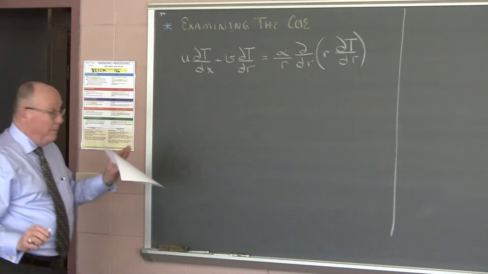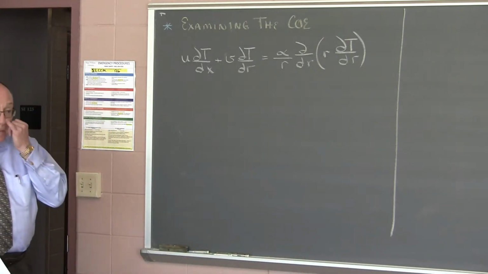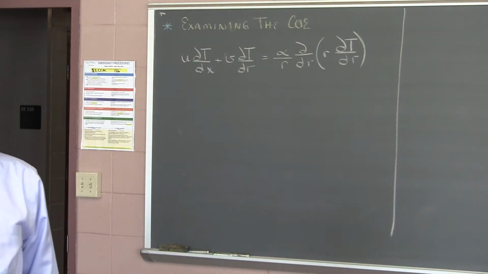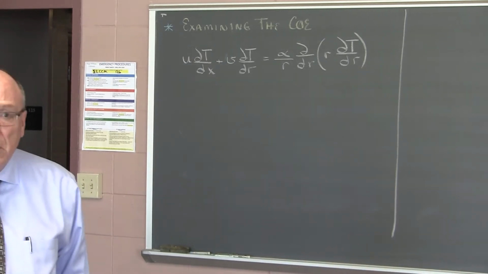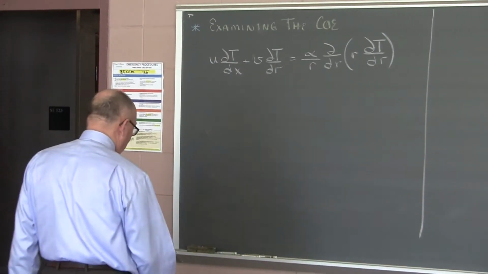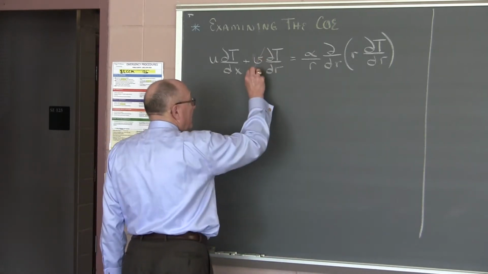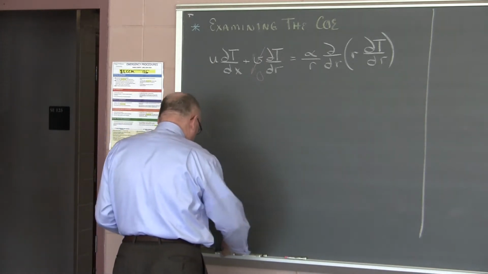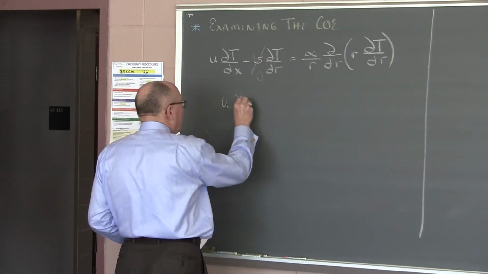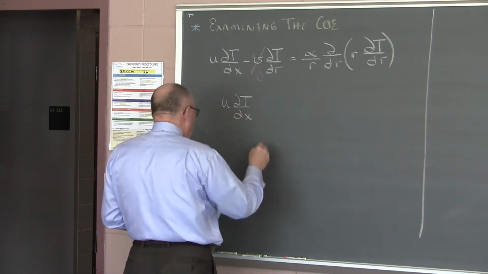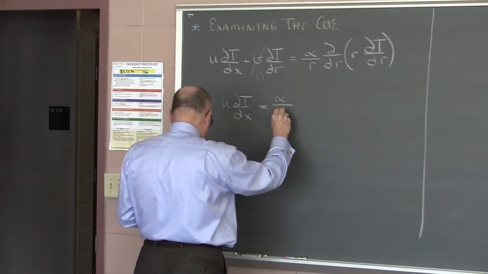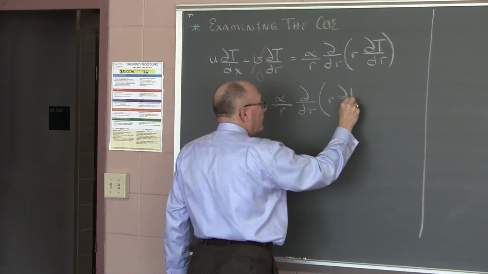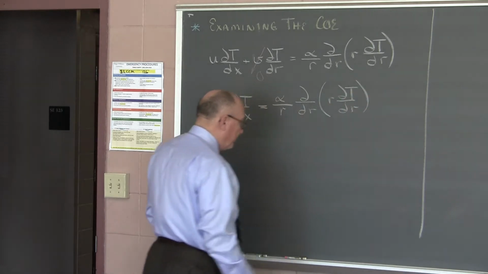Now we can do something immediately to simplify this equation. You'll recall from our discussion in the last two lessons, when flow is fully developed in a tube, there is no radial velocity component. So that means v is equal to 0. So we can then rewrite this equation as follows. u times the partial of T with respect to x is equal to alpha over r times the partial with respect to r of r times the partial of T with respect to r.